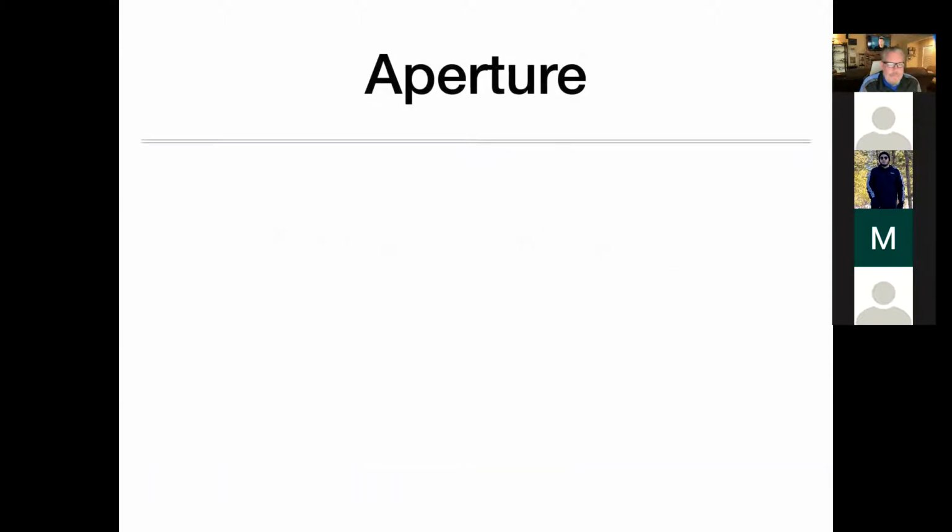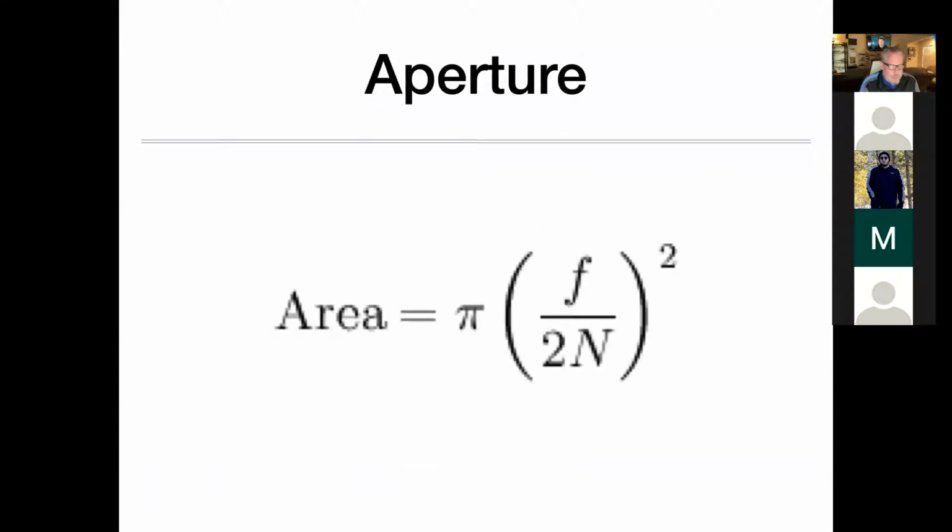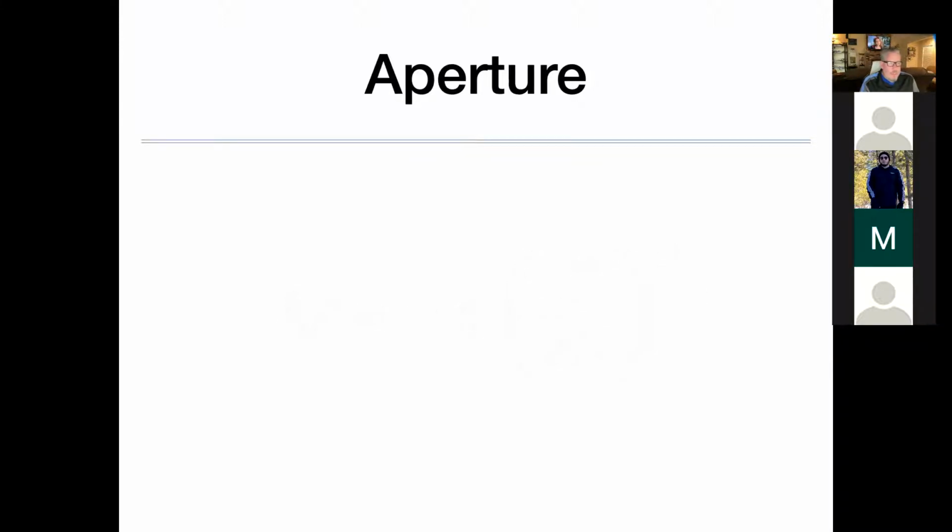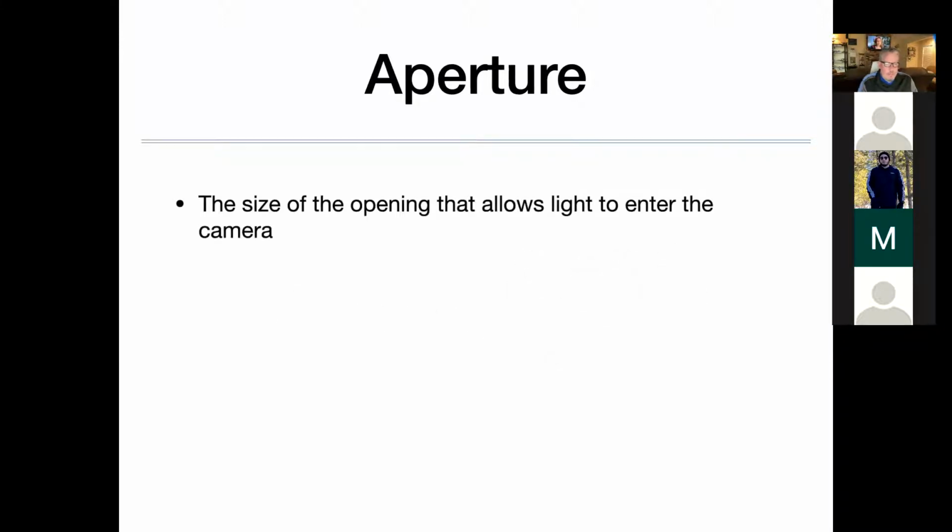All right, so aperture and depth of field. This is the formula for aperture. Don't worry, you don't have to write that down. Not that important. But the definition of aperture is the size of the opening that allows light to enter the camera. So how large or how small the opening is determines that. It's represented by some sort of number like f2, f5.6. The numbers mean something, and we'll get to what the numbers mean here.